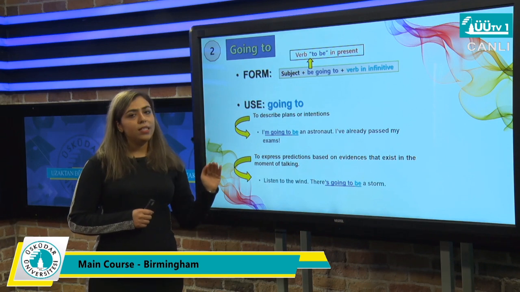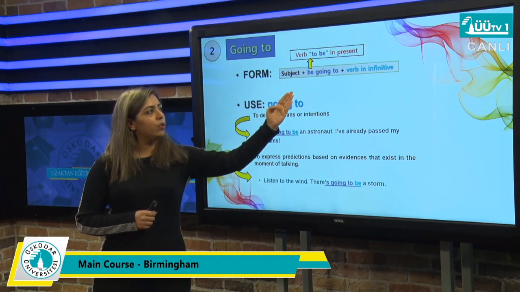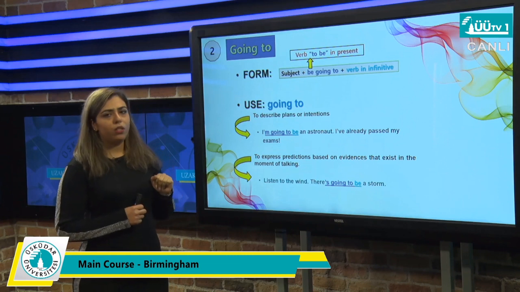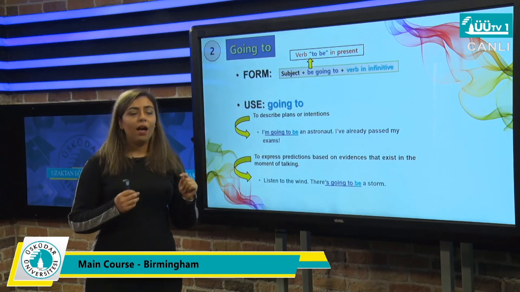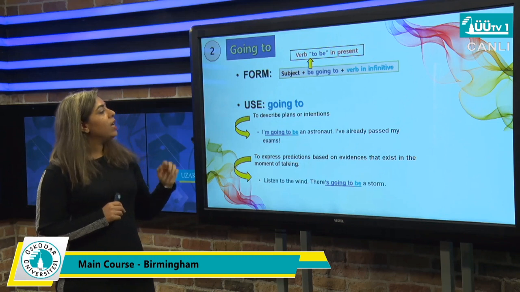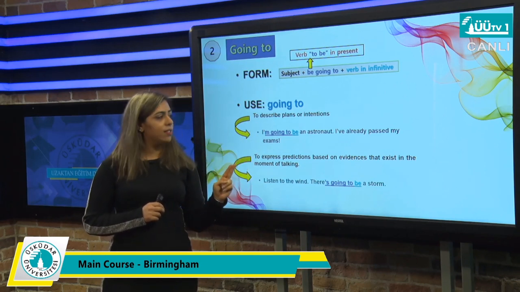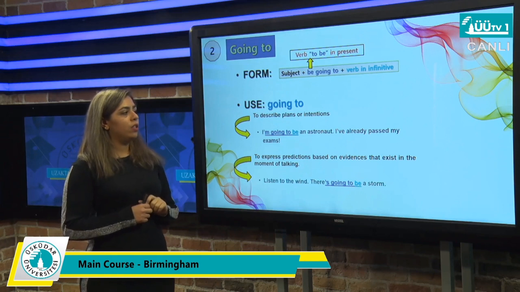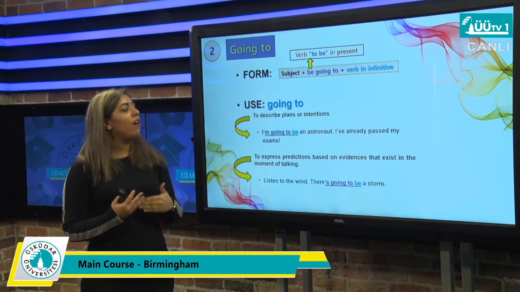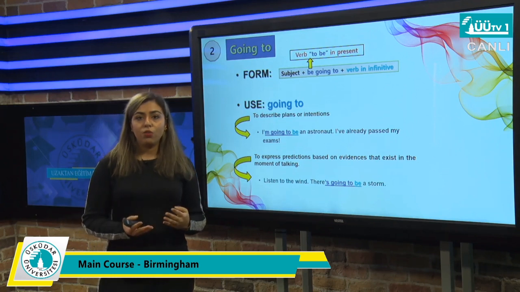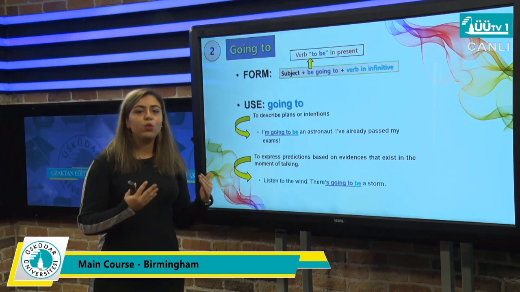The form of the sentence is like this, as you can see in here. Again, subject plus be going to plus verb infinitive. What is be going to? What do we mean by be? Be is the to be verbs in present: am, is, are. So, the use of going to is to describe plans or intentions. For example, I'm going to be an astronaut. I've already passed my exams. It means that you're studying it and you have already passed your exams. So you're going to be an astronaut soon enough. This is something you're sure about. You're in the process, so it will happen soon in the future.